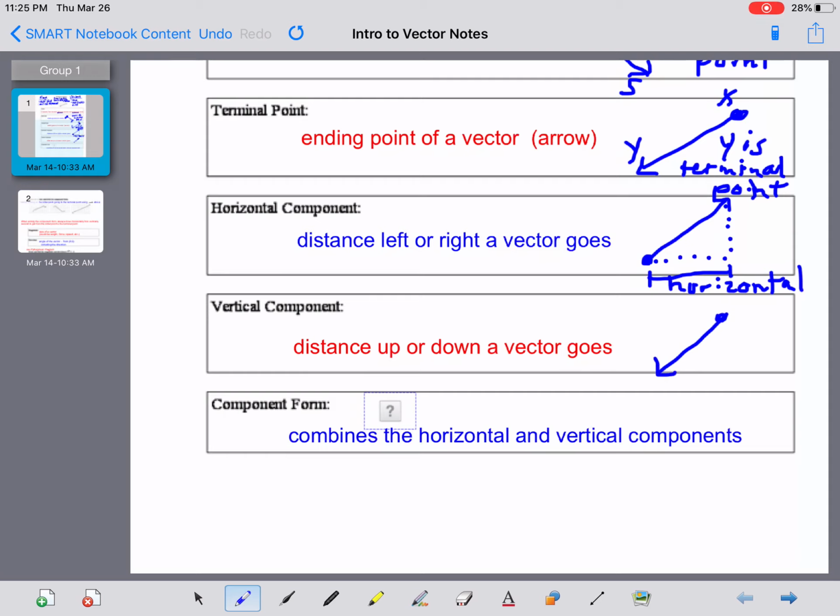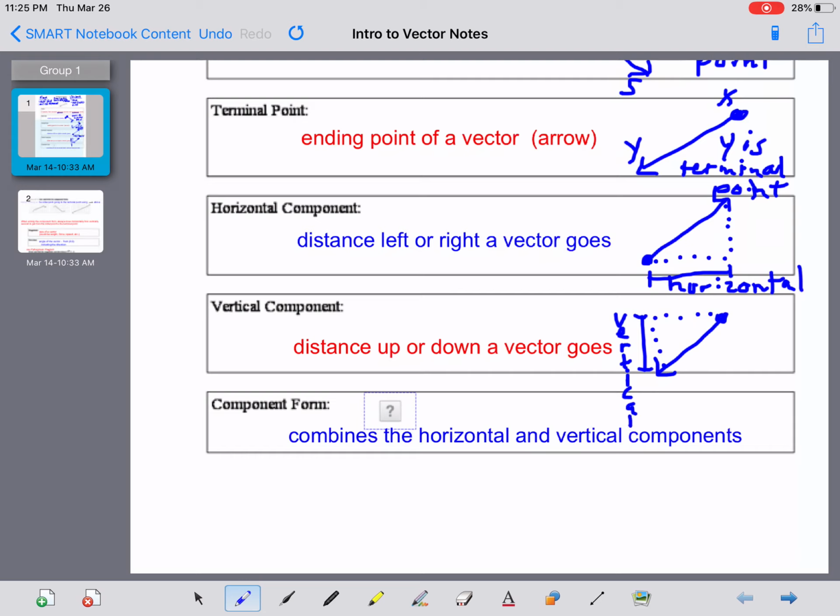And just so you know, as we go through these vectors, we always start at the initial point. We always go left or right first. So we always do our horizontal first, and then we do our vertical second. So this right here is my vertical. Okay, so the one that goes up or down.